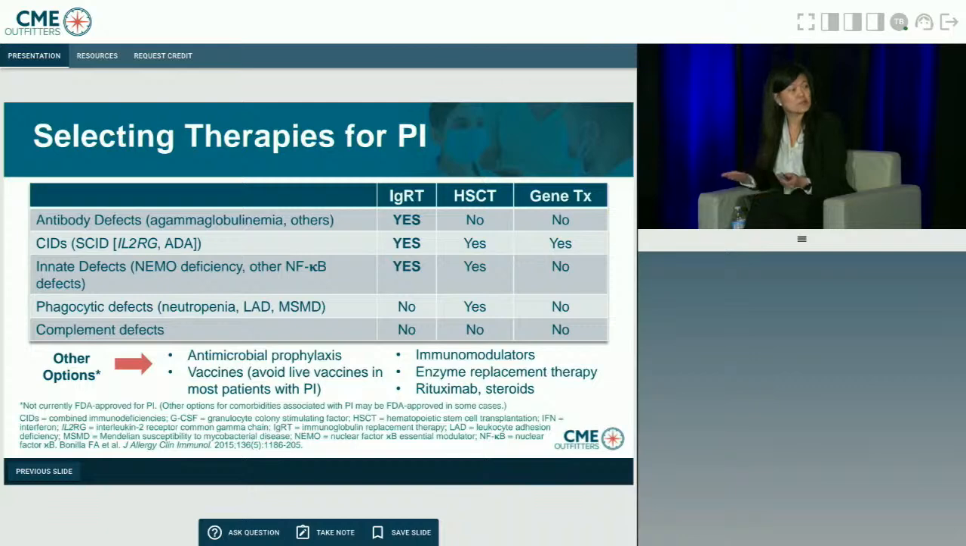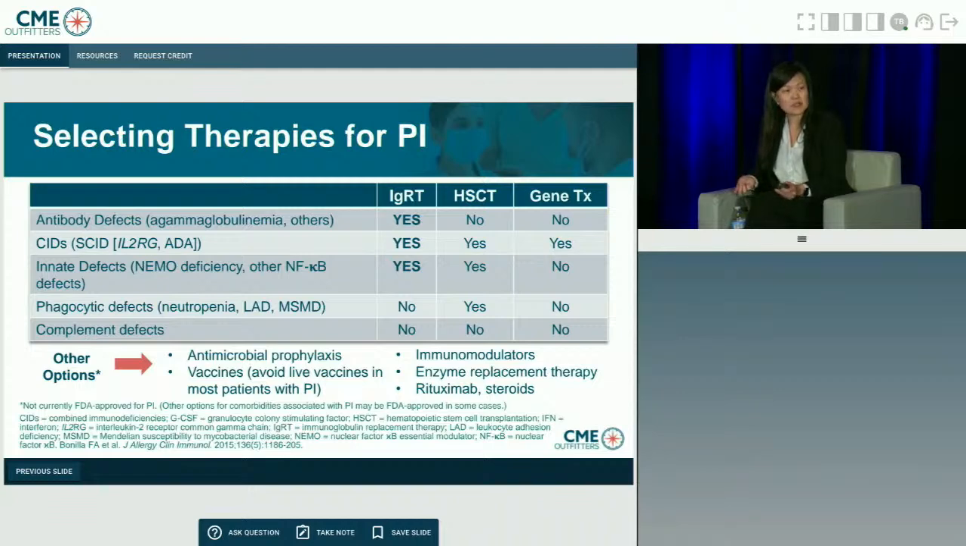IVIG is just one form of immunoglobulin replacement therapy, and this is really a mainstay of treatment for a lot of immune deficiencies, especially considering over half of all immune deficiencies are antibody defects, right? So most patients with PI are going to end up probably on some sort of immunoglobulin replacement.